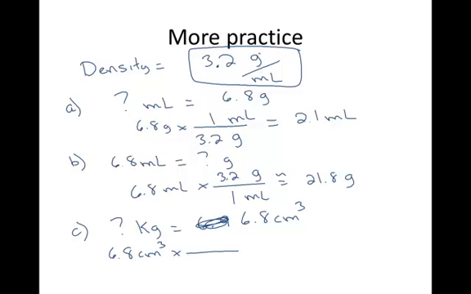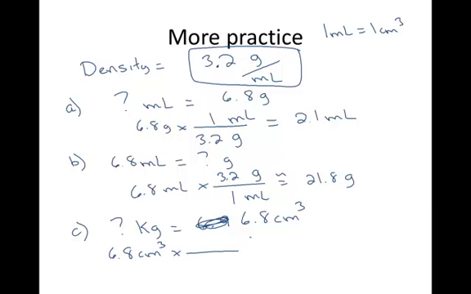Do we have an equality between centimeters cubed and milliliters? You do if you took notes today. Do you remember from a previous slide what it was? It is equal. Those two are equal, 1 to 1. Don't forget that one. It's very useful for us.